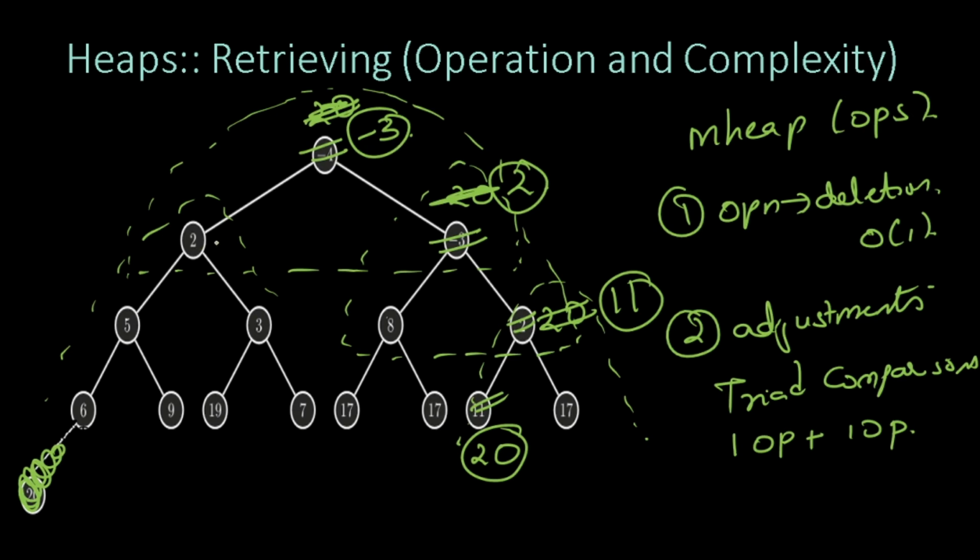Minus 3 is smaller than 2 and 2. 2 is smaller than 8 and 11. 11 is smaller than 20 and 70. So we are able to do it. How many operations did it take? 1, 2, 3 and 4.